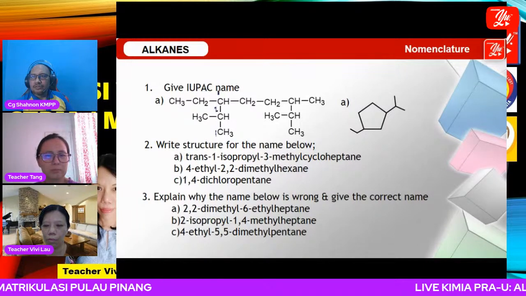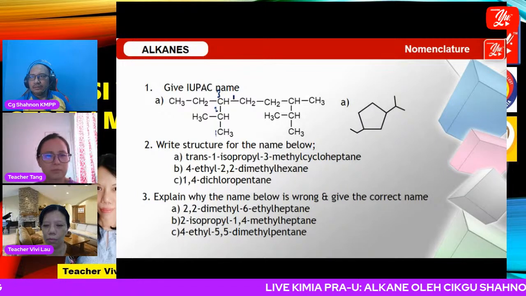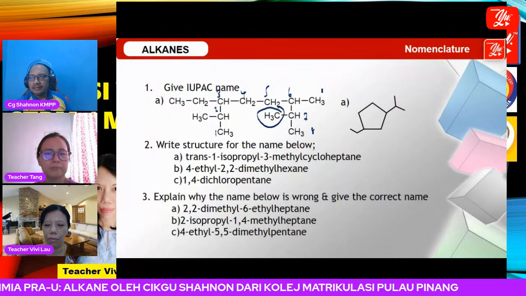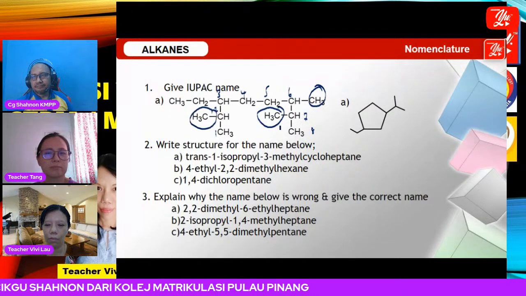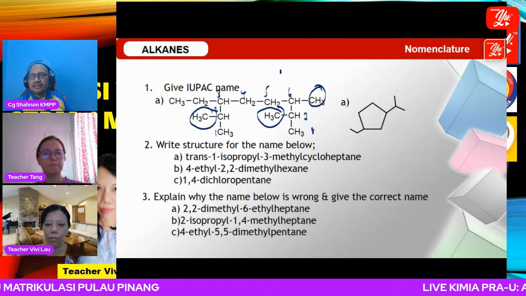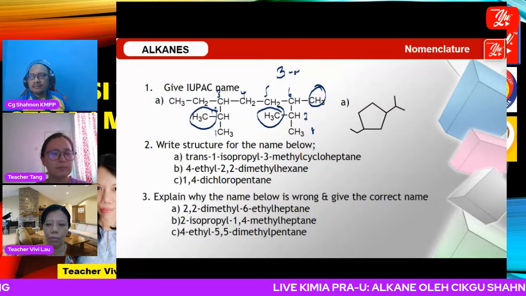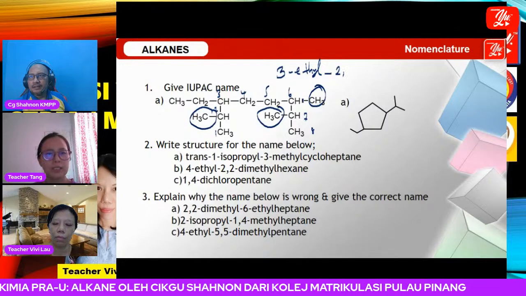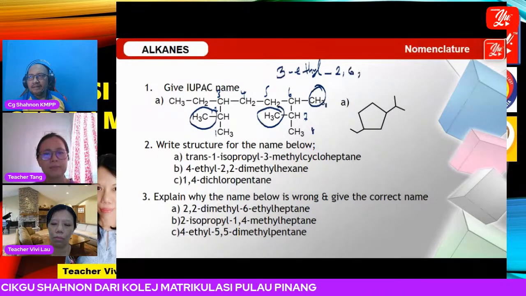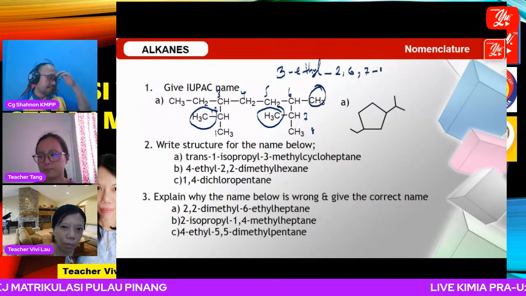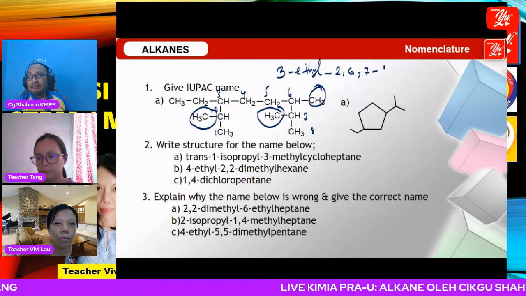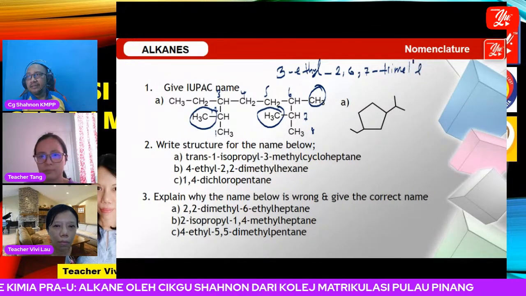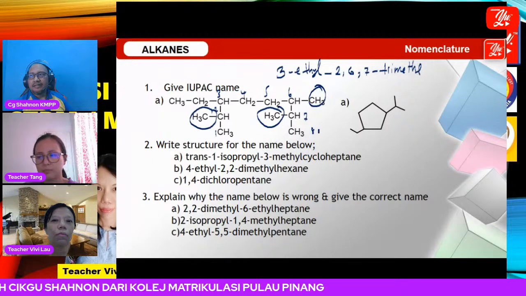1, 2, 3, 4, 5, 6, 7, 8. Okay, a lot of methyl here, 3 methyl, okay, and then ethyl. So the name is 3-ethyl, and then 2, 6, 7, and then hyphen trimethyl, methyl, methyl, and it is octane.